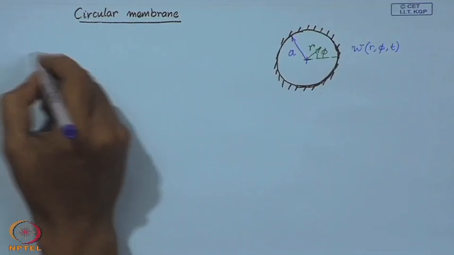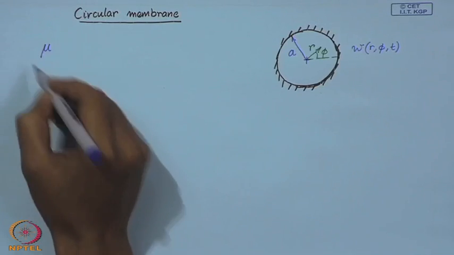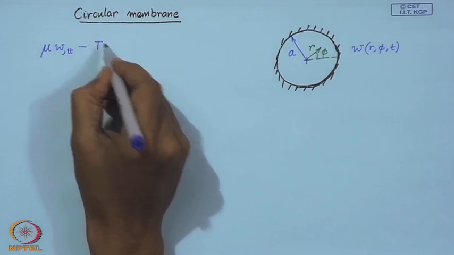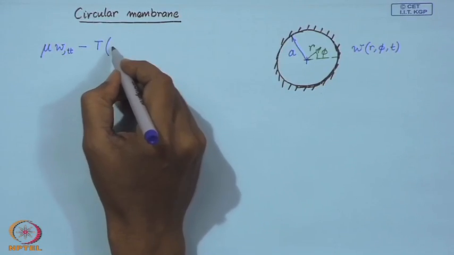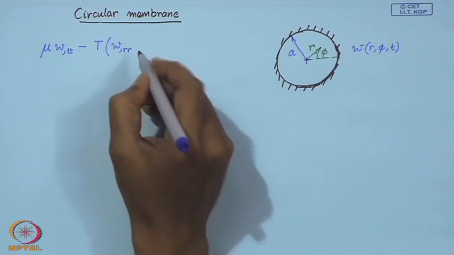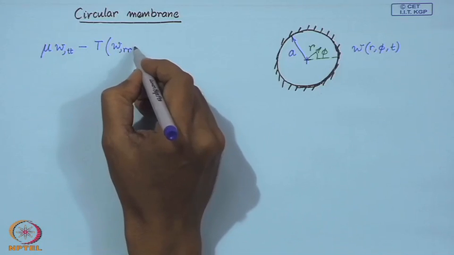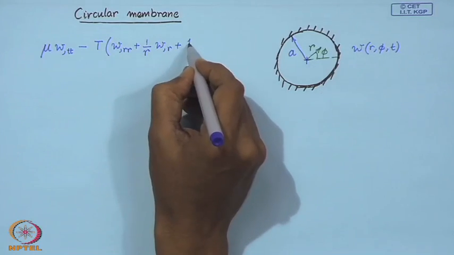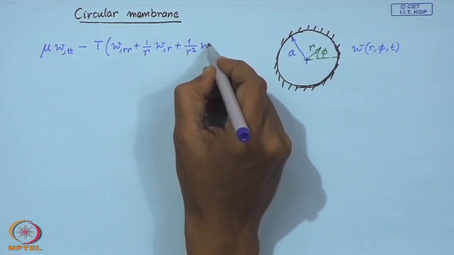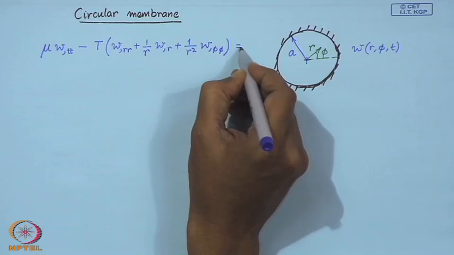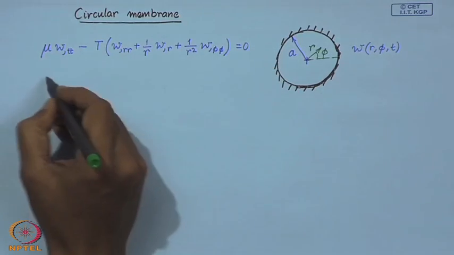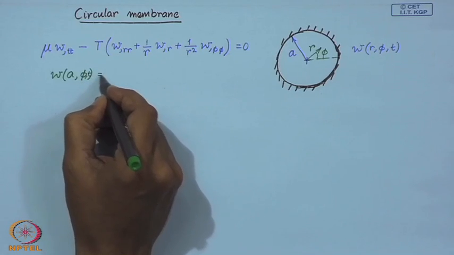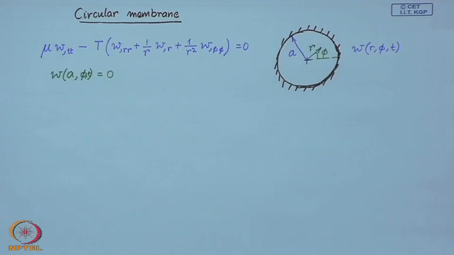So, the equation of motion: if mu is the areal density, and T is the force per unit length, so in polar coordinates, the Laplacian operator, along with the boundary condition. So, the displacement on the boundary is 0.